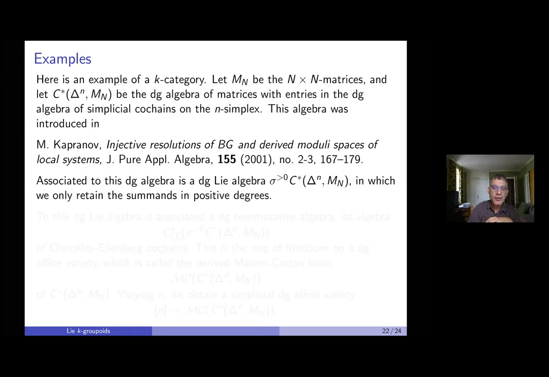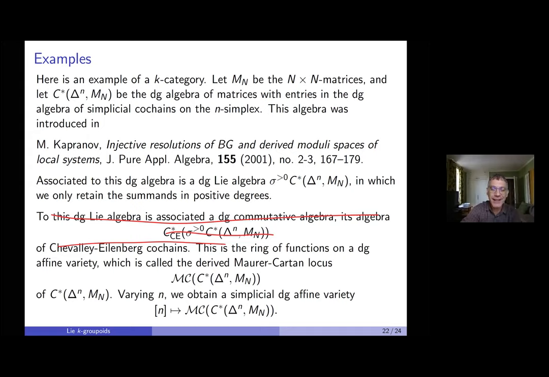So Kapranov's idea, now I have a mistake. Kapranov's idea, this is because I was reusing slides. Kapranov's idea is to take the Maurer-Cartan locus in that. I'll send you, Dai, the corrected slides. So he takes the analytic variety of Maurer-Cartan elements in this differential graded algebra. And in that way, we obtain a simplicial affine variety.